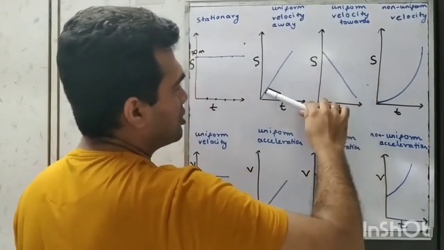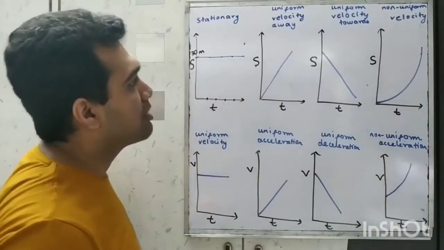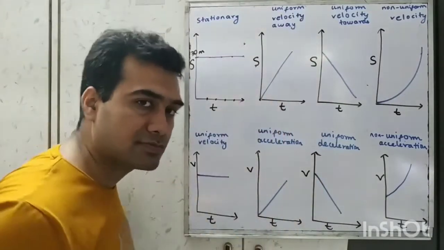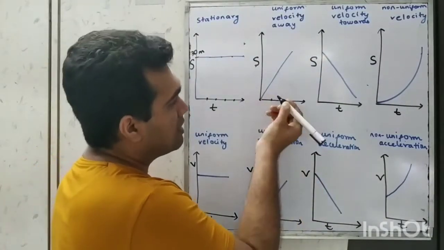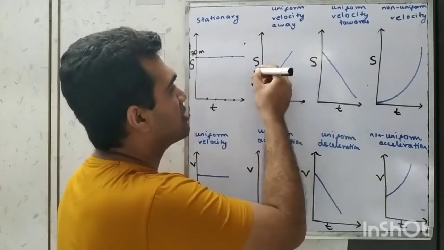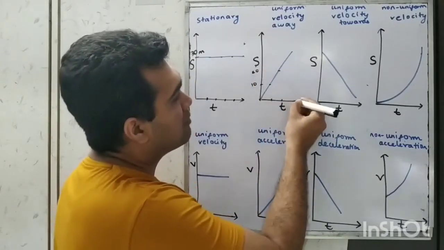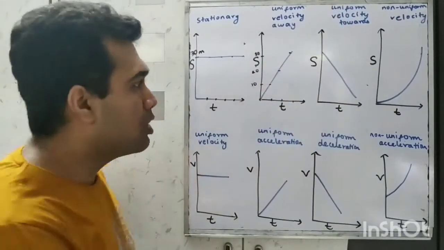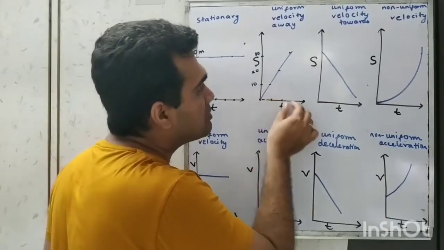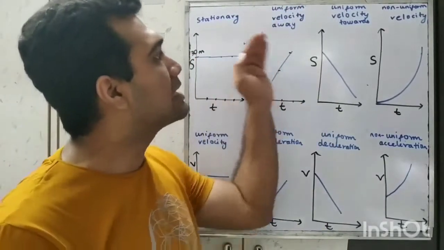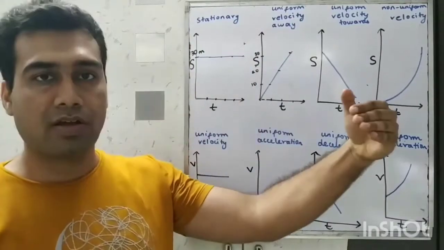But what if you see a straight line passing through the origin? A straight line which is inclined to the x-axis represents uniform velocity away from the origin. So after 1 second, let's say the displacement was 10 meters. After 2 seconds, the displacement was 20 meters. After 3 seconds, the displacement was 30 meters, and so on. So equal displacement in equal intervals of time means uniform velocity. And since the displacement is increasing, the object is moving away from the origin.